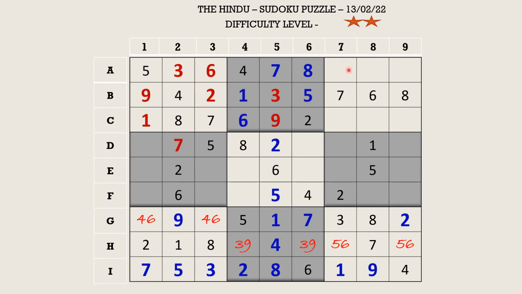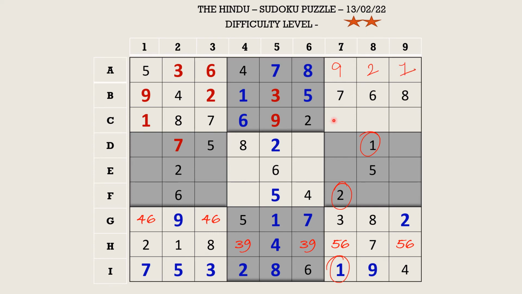In row A, the missing numbers are 1, 2 and 9. In column 7, we have 2 and 1 blocking. So A7 takes 9. The missing numbers are now 1 and 2. There is a 1 in column 8 blocking here. So A8 takes 2 and A9 takes 1.